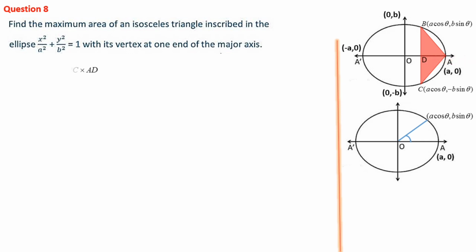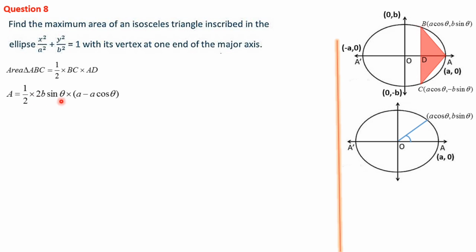Now let's consider the area of triangle ABC, 1 by 2 into BC into AD. BC is the base, AD is the height. That is, A is equal to 1 by 2 into BC into AD. BC we can split as BD plus CD. BD is the y length, which is b sin theta, and here also the y length is b sin theta. Of course, it is in the negative direction, but we don't take the negative side. So b sin theta plus b sin theta is 2b sin theta.